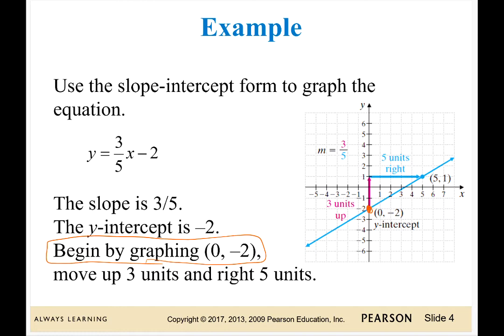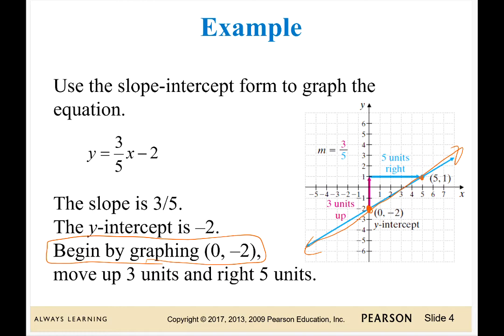Now we have a positive slope, so we know we should be going up the mountain. So we're going to go up 3 units, and then we're going to go to the right because we're going to go up the mountain. So up 3 over 5, and then I would put that second point, and then you can draw in that line. It's just as simple as that. Start with your y-intercept, use your rise and your run to plot another point, and then connect those two dots.